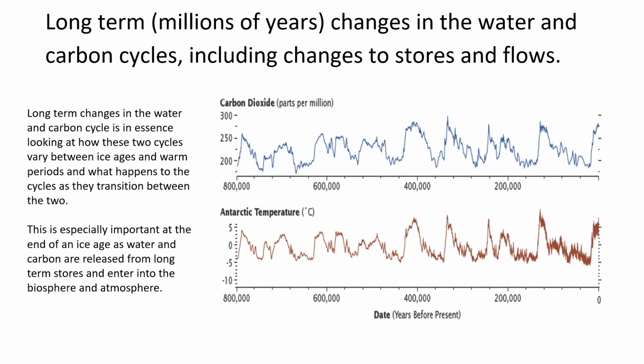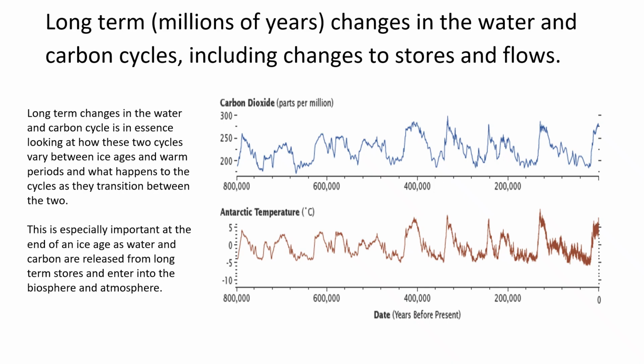We also need to think a little bit longer though. We need to think about long-term changes, and this is predominantly thinking a little bit about ice ages and warm periods, what happens to the water and carbon cycle during an ice age and a warm period. And they are linked, as you can see in this climate graph.